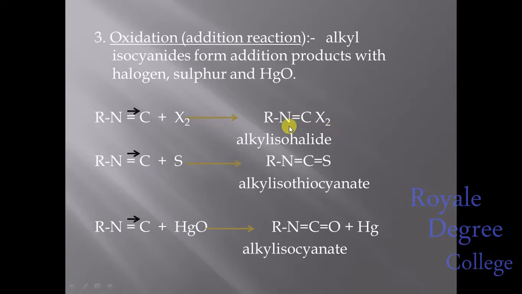It is named alkyl isohalide. Iso means NC is there, na? So that is iso. R is alkyl, NC is iso, X2 is halide. So alkyl isohalide. Next reaction, R single bond and double bond, and another bond is the coordinate covalent bond with the carbon. That is alkyl isocyanide. In that we are adding sulfur. So what will happen here? We are getting the product as R single bond, the double bond remains with the carbon, and another double bond is formed with the sulfur. Then R single bond, double bond C, double bond S. So R is alkyl, NC is iso, S is thiocyanate.